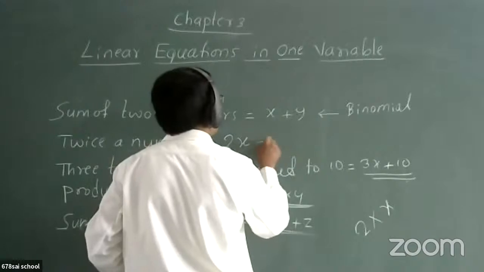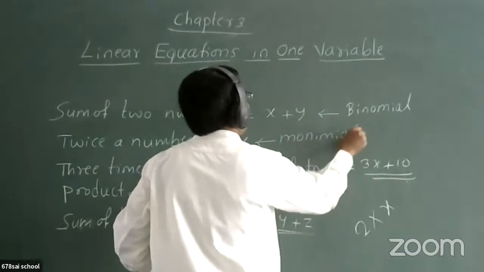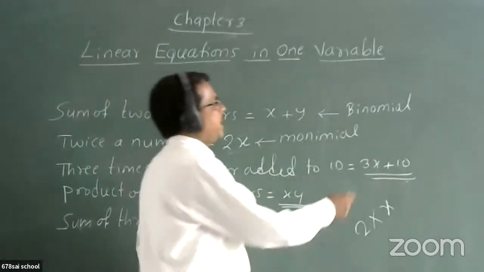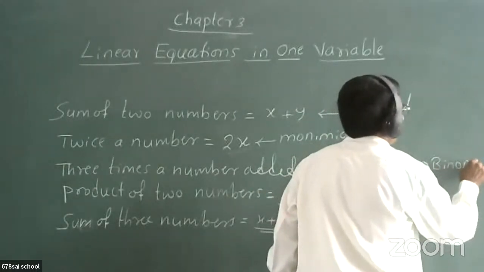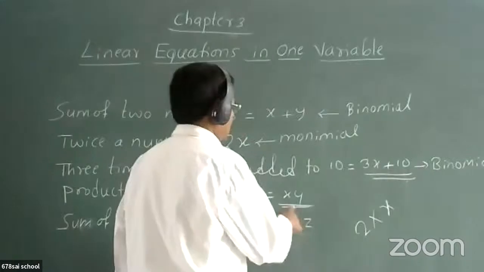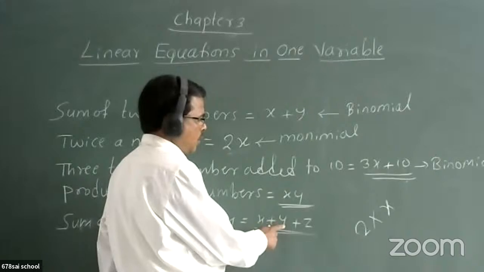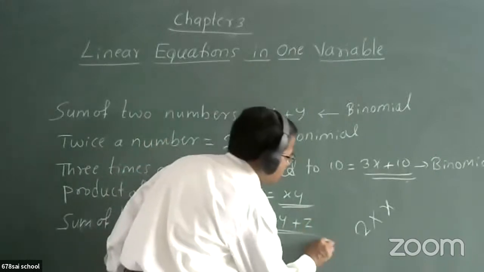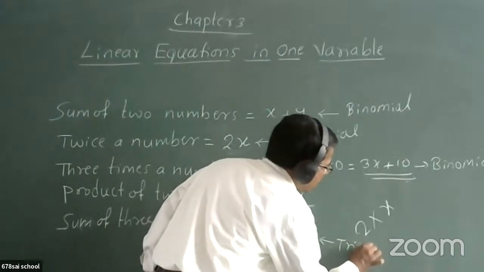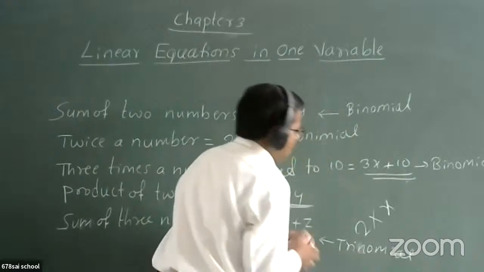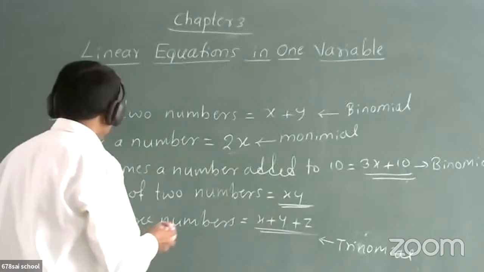If one term is there, it is a monomial. Last one also monomial. This is also a binomial. Two terms are there, so it is a binomial. Then this one, only one term, monomial. This one, 1, 2, 3 terms are there. If three terms are there, we call it a trinomial. You have studied all these already.